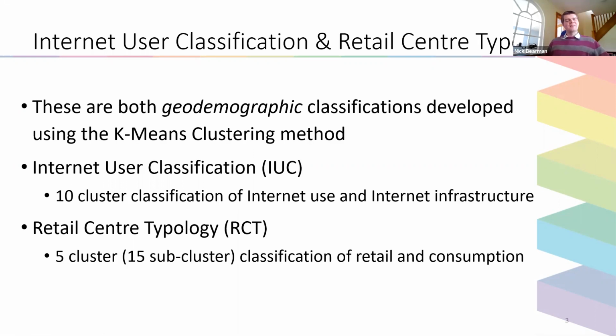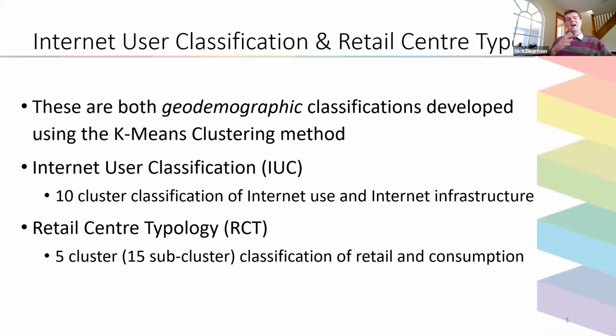So both of the internet user classification and the retail center typology, they're both geodemographic classifications developed using the k-means clustering method. The second part of the video will talk more about k-means clustering, so do please check that out in due course. We use the term geodemographic. Internet user classification is definitely a geodemographic because it's the demographics of people and where they live. Retail center typology is not really a geodemographic because there's no demography as such, because we're classifying retail centers rather than people, but the same principles apply.